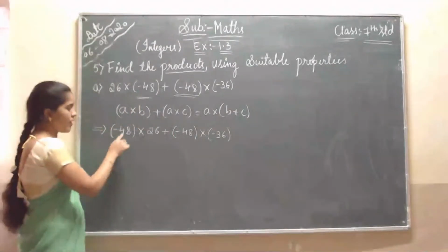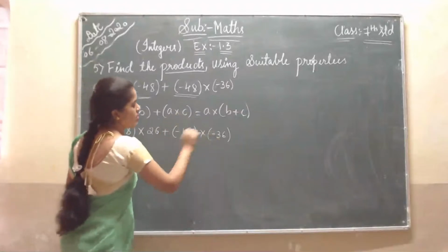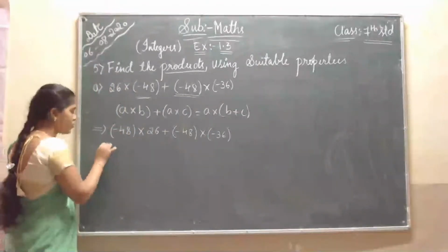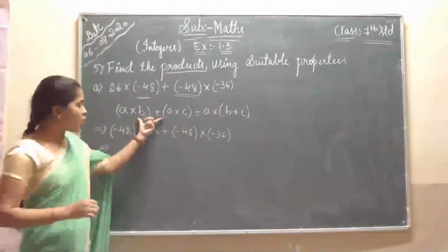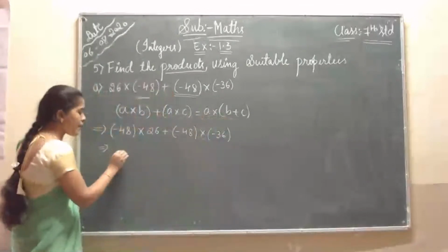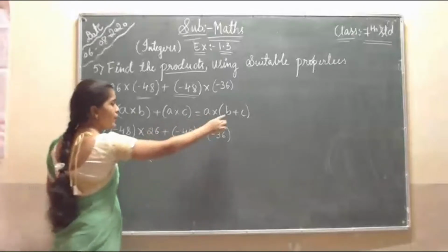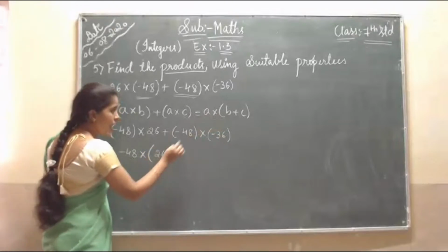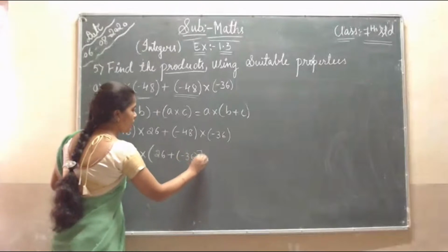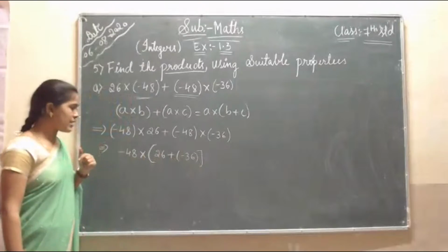Now this is in the form of A into B plus A into C. This is distributive property. Okay. Now the question is in this form. Write the answer in this form. Okay, what is A here? Minus 48. Next multiplication, next B is 26, and plus, and C is minus 36. Okay, understood? Otherwise, I will explain once again.